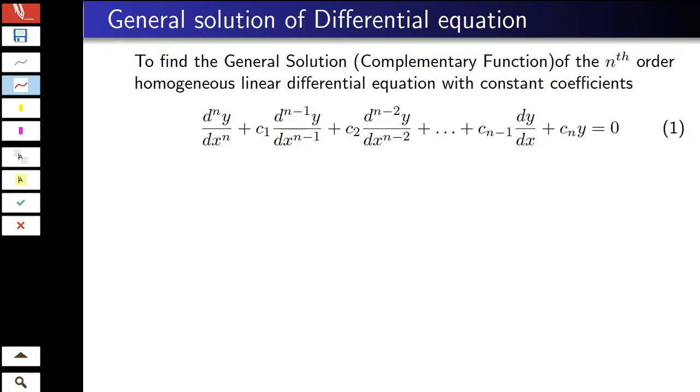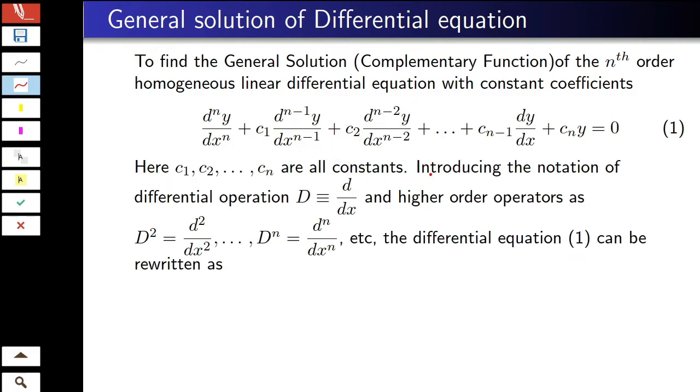So here is the general solution of the differential equation. If it is of the form equation 1, where the right hand side 0 is there, it represents homogeneous. Here d power n by dx power n represents the nth order differential equation. Here c1, c2, and so on up to cn minus 1, cn are constants only. So here it is linear. How is it linear? The dependent variable and its derivatives are not multiplied together and are of degree 1 only. So it is called nth order linear homogeneous with constant coefficients. The general solution is also called the complementary function.